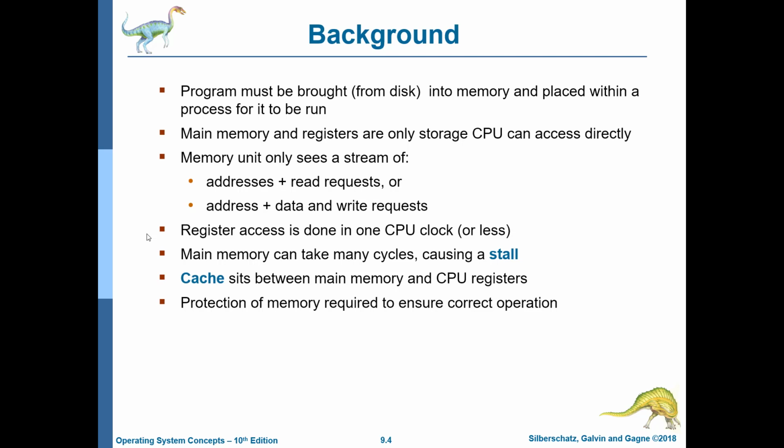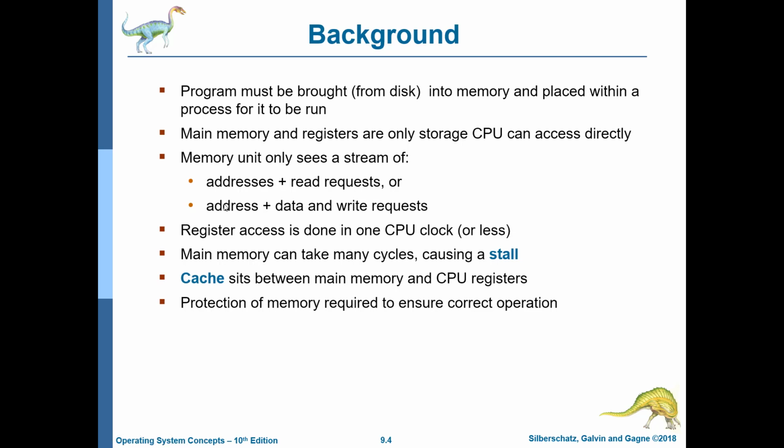So a program must be brought from disk into memory and placed within a process for it to run. Alright. So it will clearly access some memory and it will access the registers. So the registers are private to the CPU, so there is no issue. But the memory unit of the CPU will see a sequence of addresses which may be read requests or they may be write requests. If it is a write request, then data also needs to be supplied.